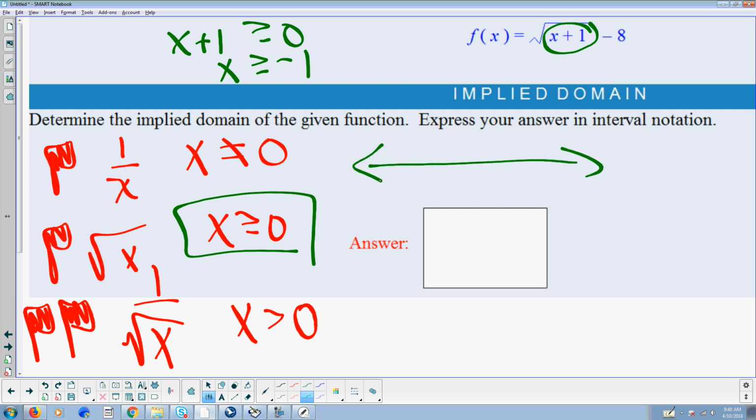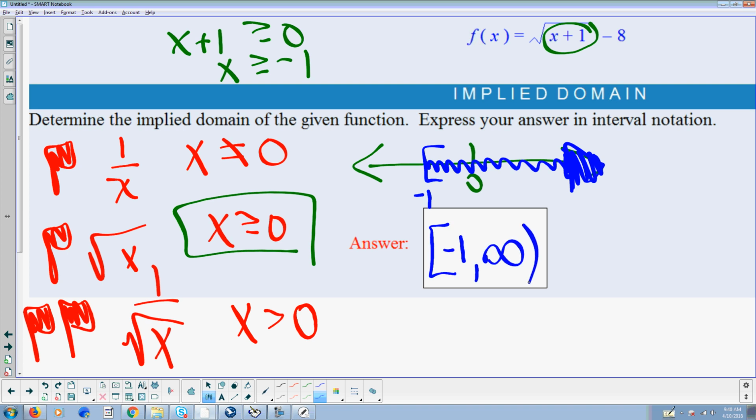And if you struggle with interval notation, I do recommend number lines to understand it. Greater than or equal to -1 would be at -1. We equal it and we go to the right. So the interval notation would be square bracket -1 to positive infinity.